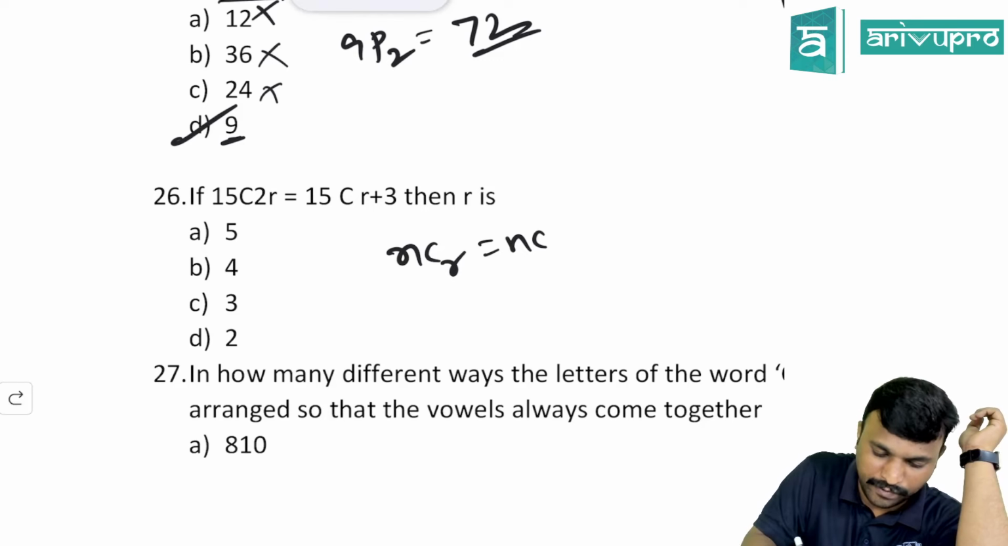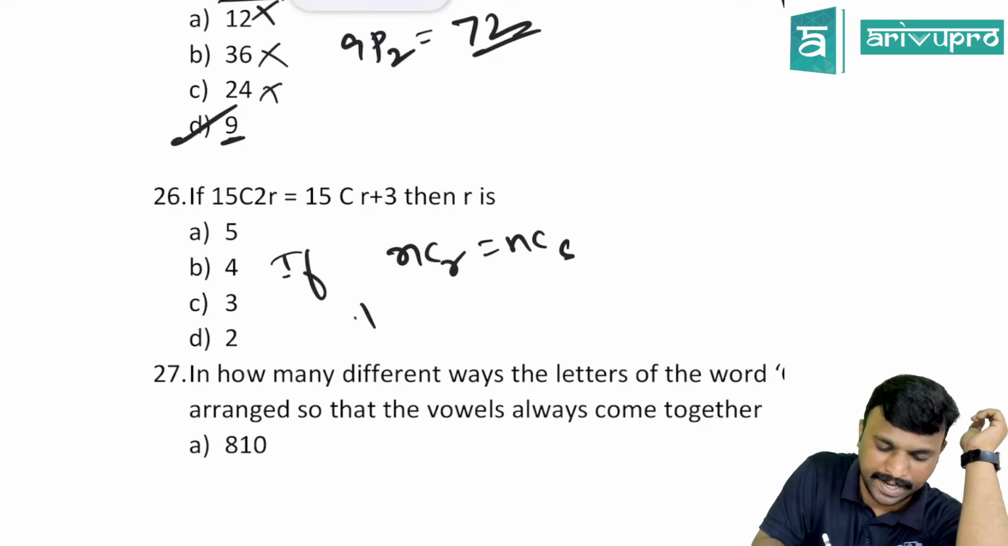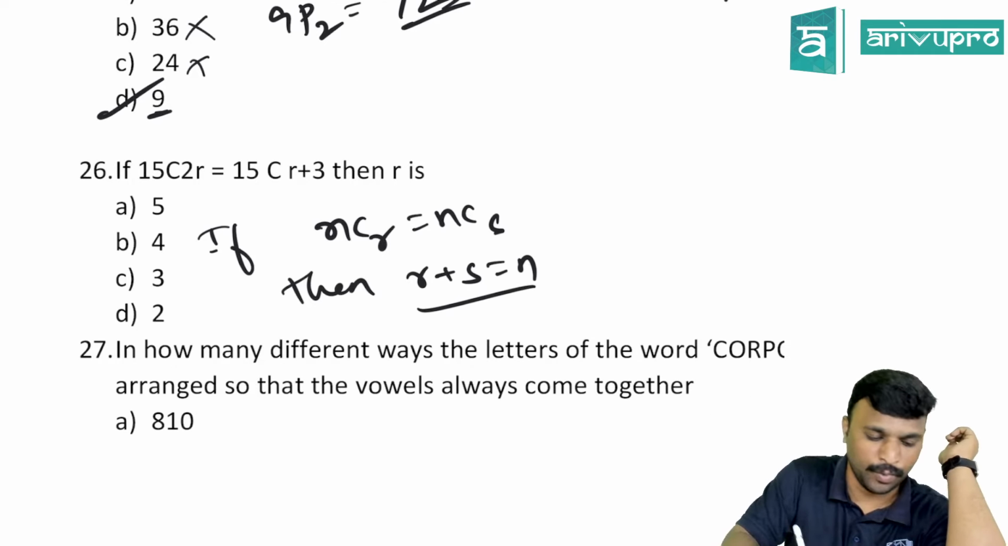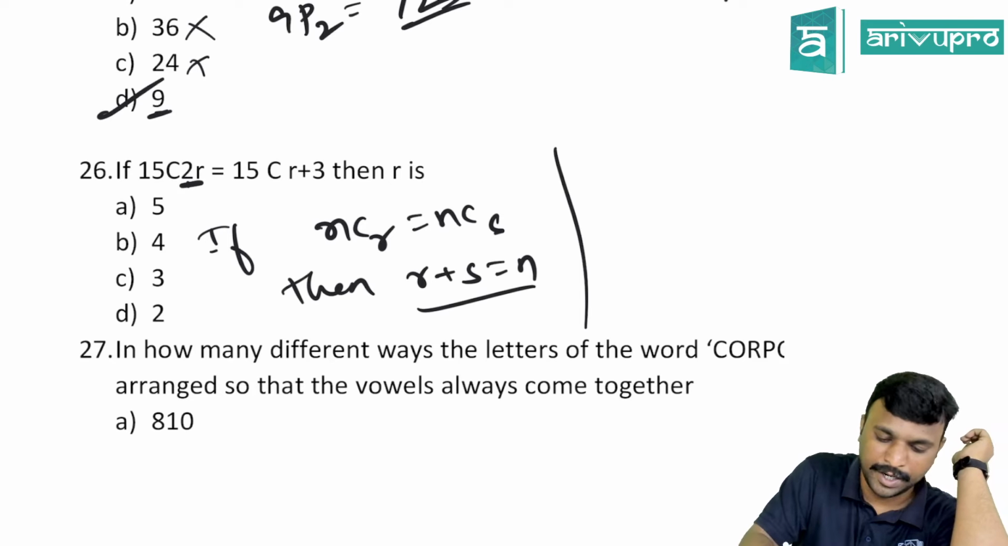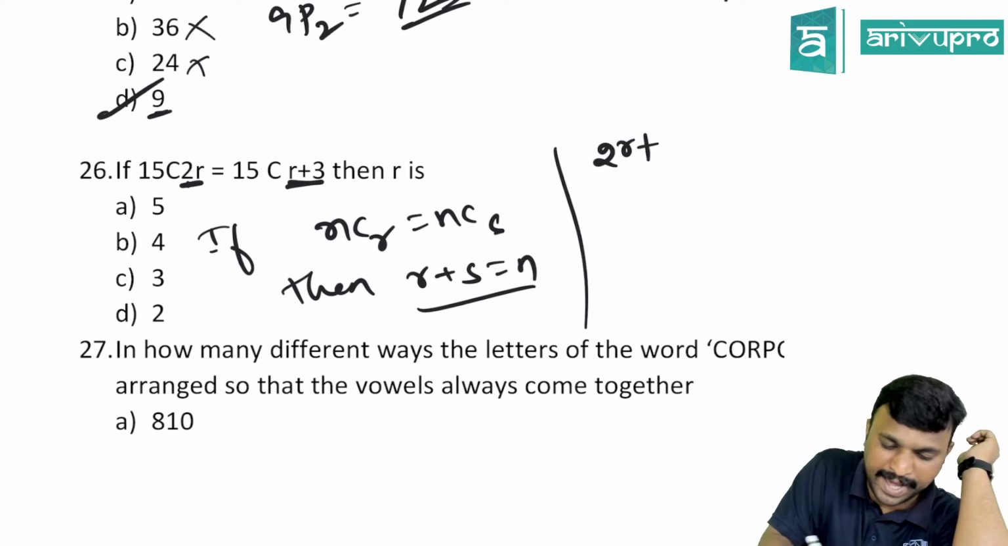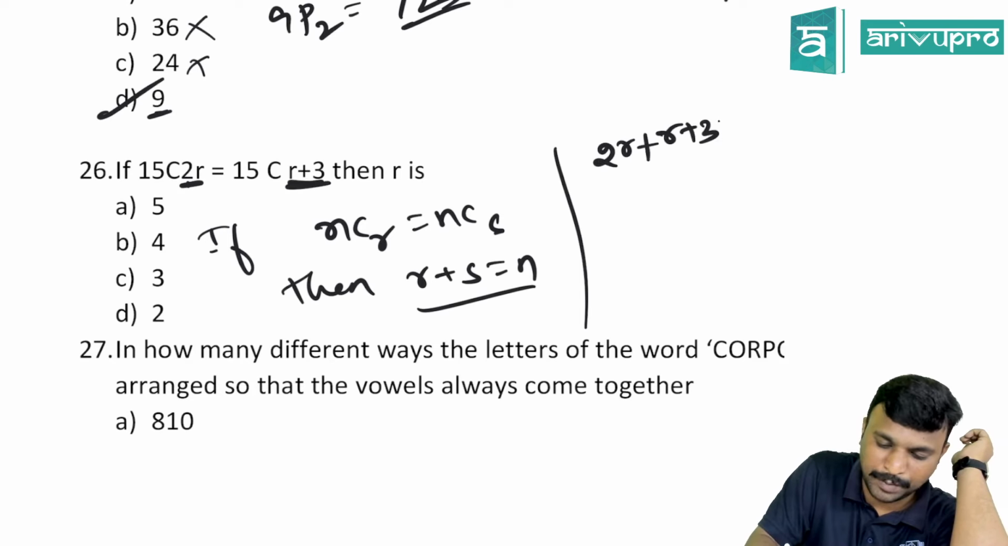If nCr is equal to nCs, then what is r plus s equal to? It's a property of combination. So what is there in place of r, guys? 2r. What is there in place of s? r plus 3, and that should be equal to n.